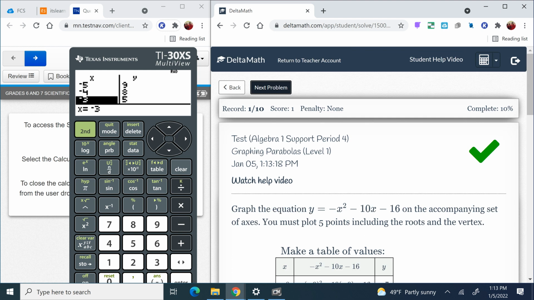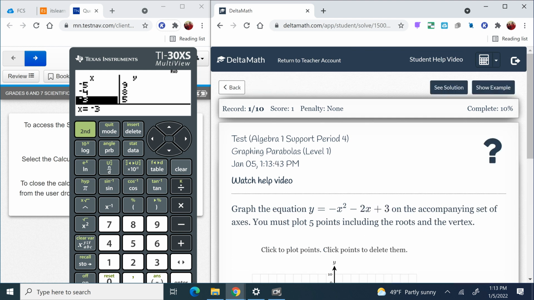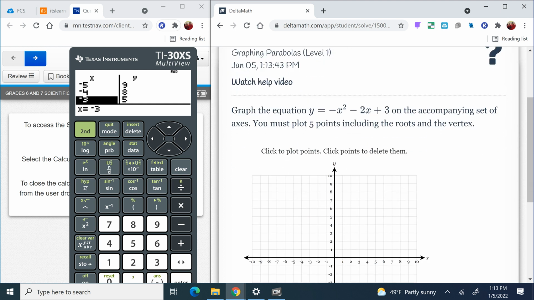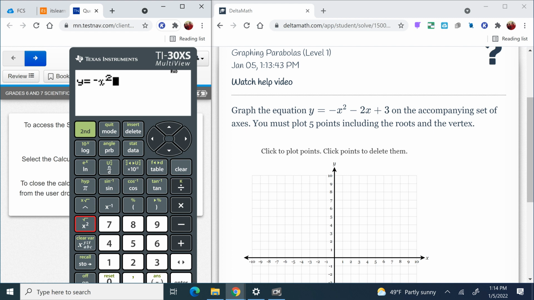Let's try one more together. I'm going to hit next problem. Let's go to one that has a positive value at the beginning. So, you know what, we'll just keep it with this one. It says y equals -x squared minus 2x plus 3. So go back to your table function. We're going to clear it out. I've got -x squared minus 2x, and make sure we put a minus instead of a negative, so minus 2x plus 3.